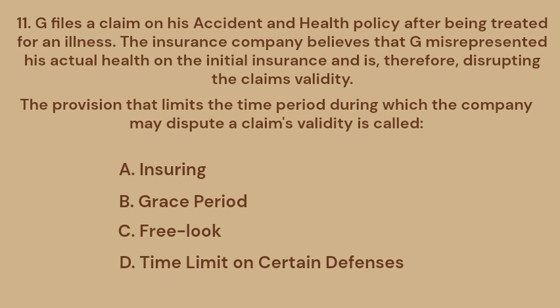11. G files a claim on his accident and health policy after being treated for an illness. The insurance company believes that G misrepresented his actual health on the initial insurance application and is, therefore, disputing the claim's validity. The provision that limits the time period during which the company may dispute a claim's validity is called: A. Insuring. B. Grace period. C. Free look. D. Time limit on certain defenses.